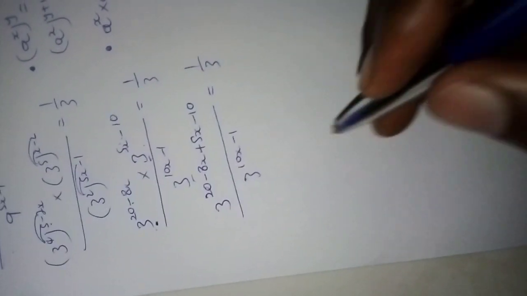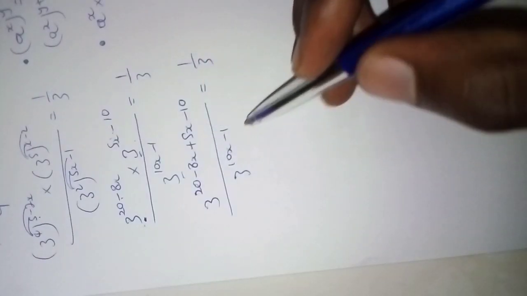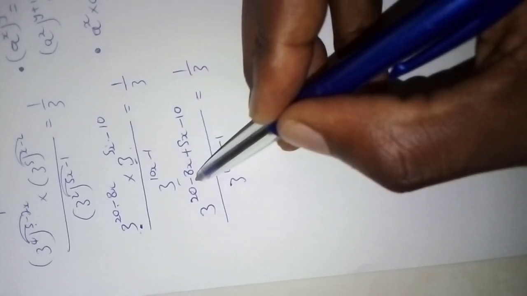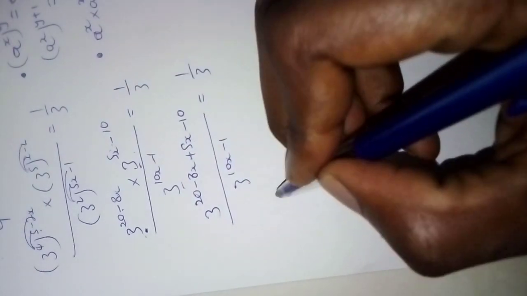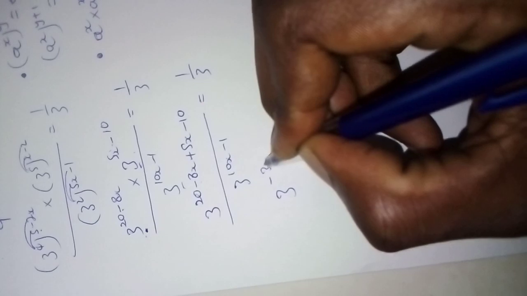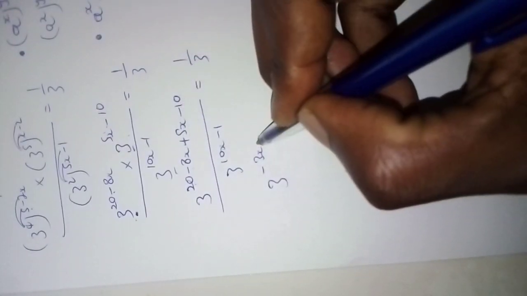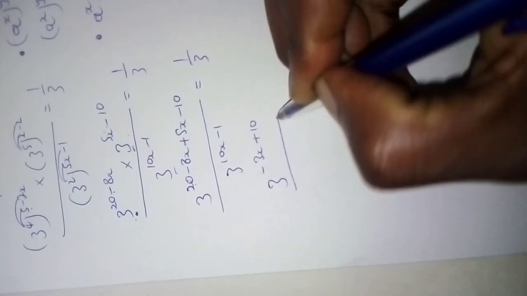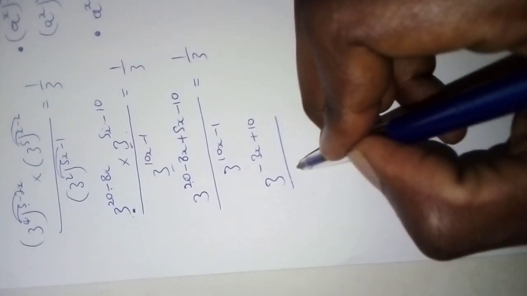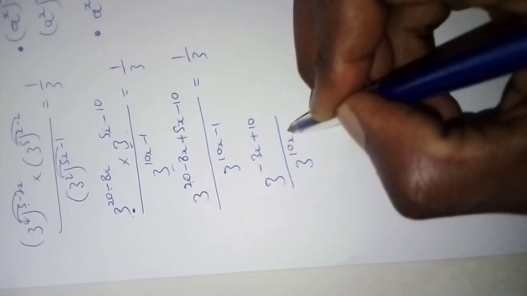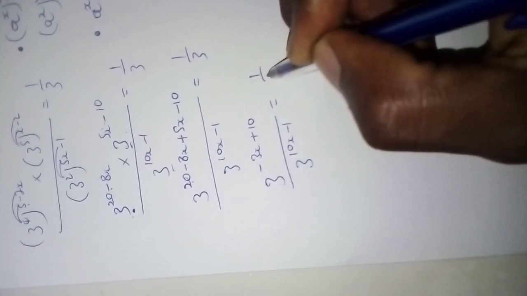Right, so from here we add or subtract like terms. So negative 8x plus 5x, that's going to give you negative 3x. 20 minus 10, that's going to give you a positive 10, divided by 10x minus 1 is equal to 1 over 3.